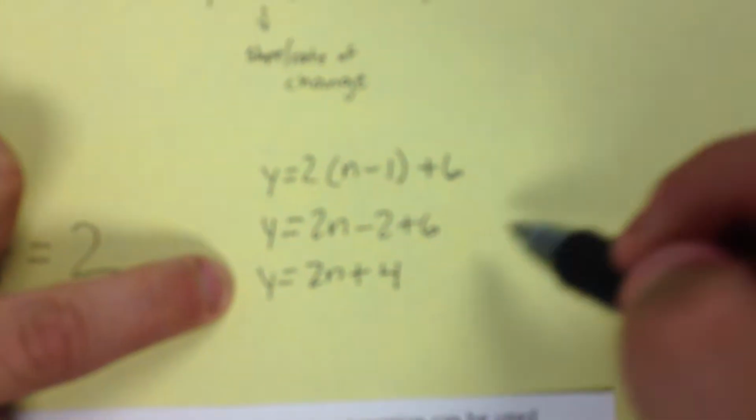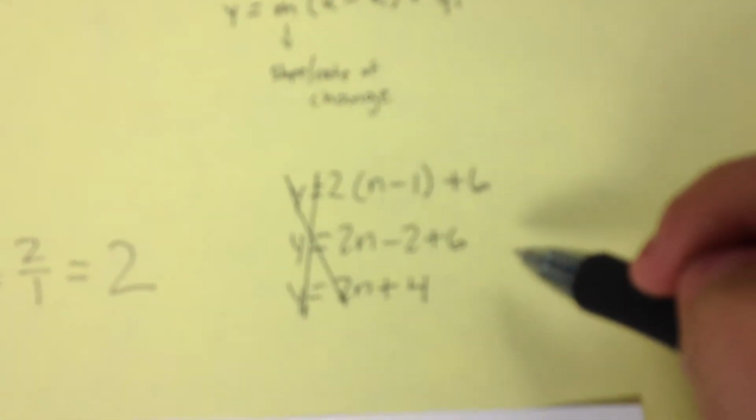Now, this is an equation. We need to find an expression, so you have to take off the y equals. So to find the nth term, the algebraic expression you could use is 2n plus 4.